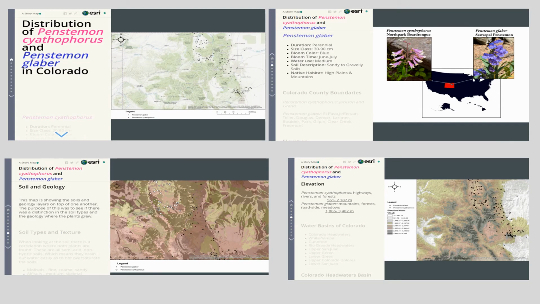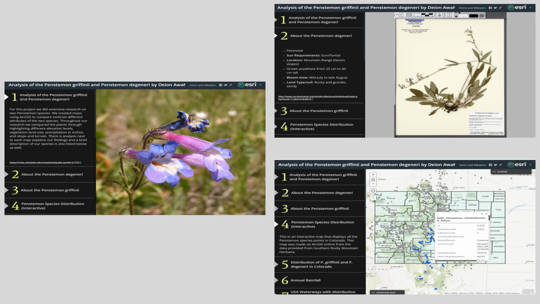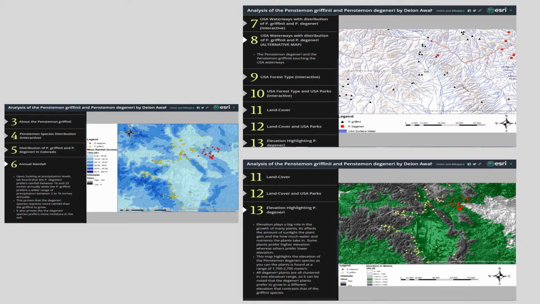Once again, we used story maps as the vehicle for presenting our data to our clients. And you can see here we have elevation and soil and geology. In this particular story map, we see an example of the actual plant, the general distribution, what they found from the herbaria, but also hydrology, land cover, elevation, annual rainfall. So they did a lot of very good work in this sense.